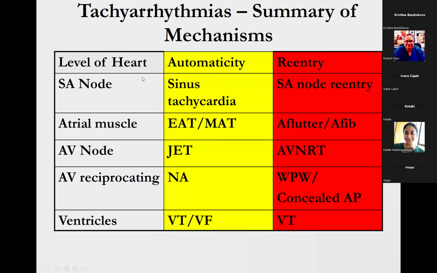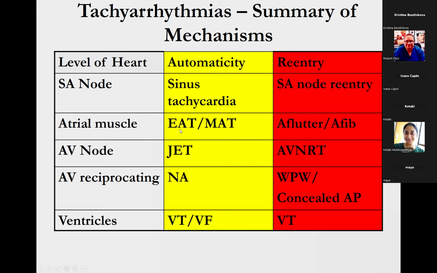And I tend to think of it in regards to the location of the tachycardia and the level of the heart. So at the level of the sinus node, sinus tachycardia would be the most obvious automatic arrhythmia that affects there, which isn't really an arrhythmia so much, although there are people with so-called inappropriate sinus tachycardia. And then there is a rare condition of sinus node reentry at the level of the sinus node.